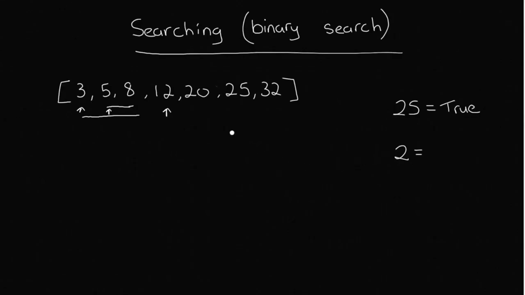Now, if this was a longer array and there were more numbers to the left of 3, we would say, okay, it's not 3, it's less than 3, so it's to the left. But since there's nothing to the left of 3, we would then return false, meaning that it doesn't exist in our array.